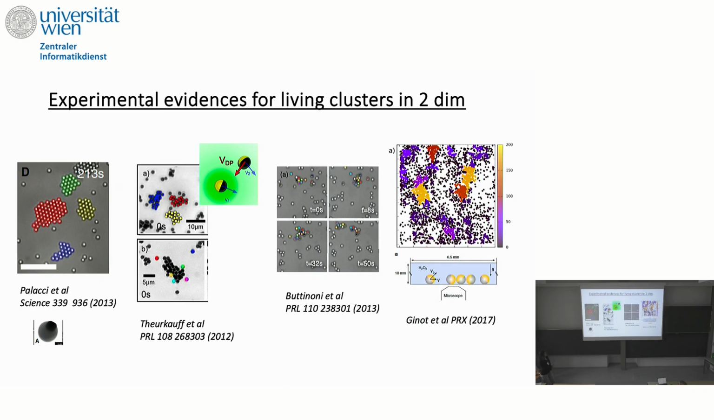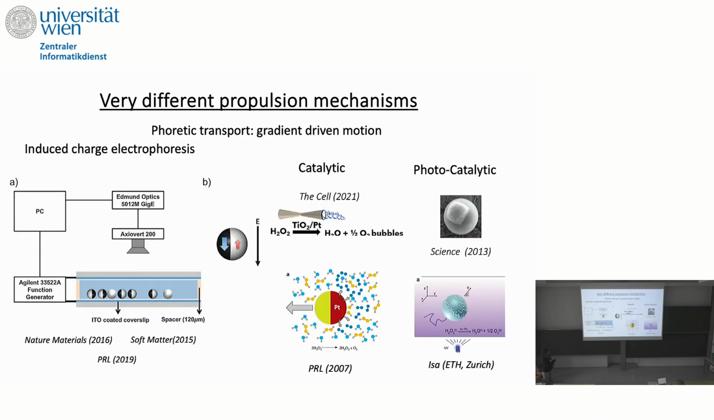What happens now in experiments? In experiments, many different groups observed that when dealing with synthetic active colloids, colloids can form these transient clusters. And it is interesting to stress, as already suggested yesterday by Danielle and Christina, that there are many different propulsion mechanisms to make active colloids in a lab.